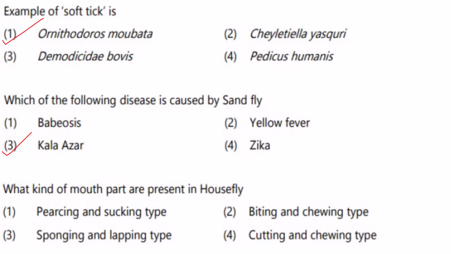Then next one, what kind of mouth parts are present in housefly? Housefly has sponging and lapping type of mouth parts, and these mouth parts are modified for sucking up liquids or semi-solid food.